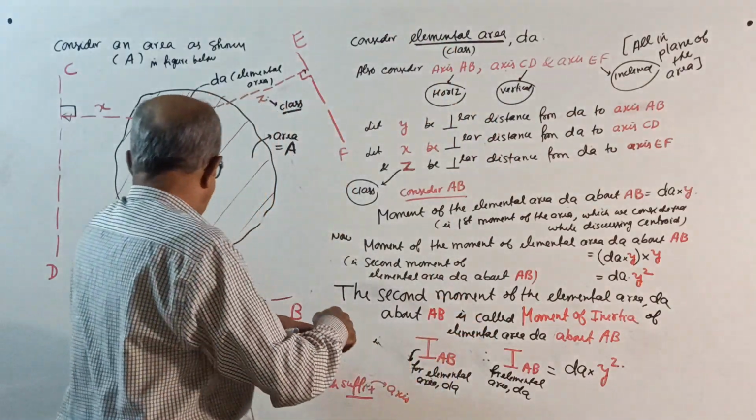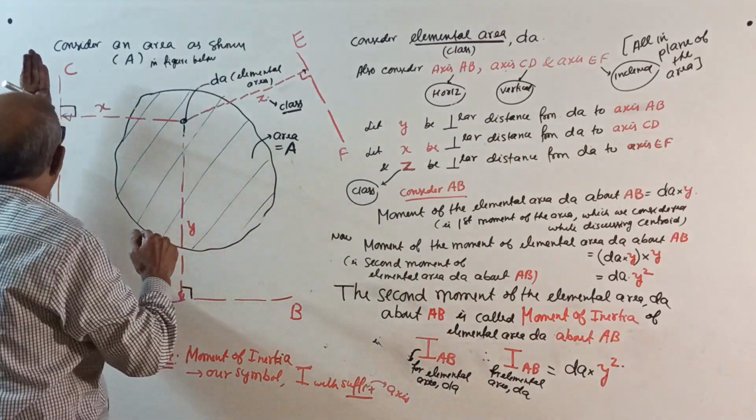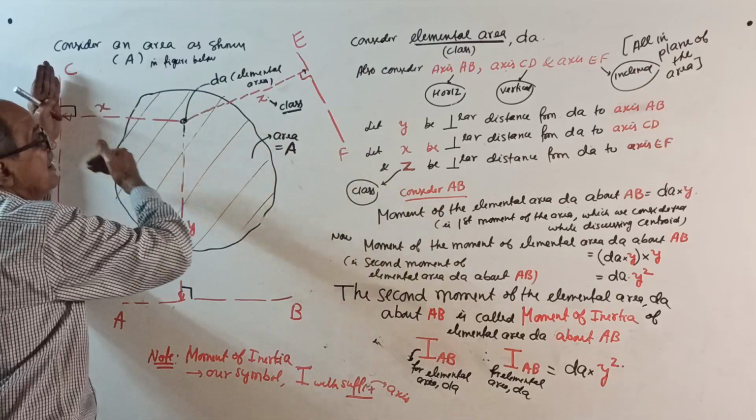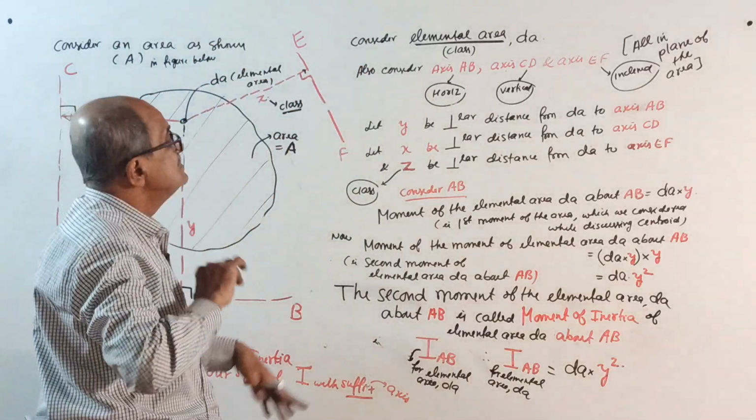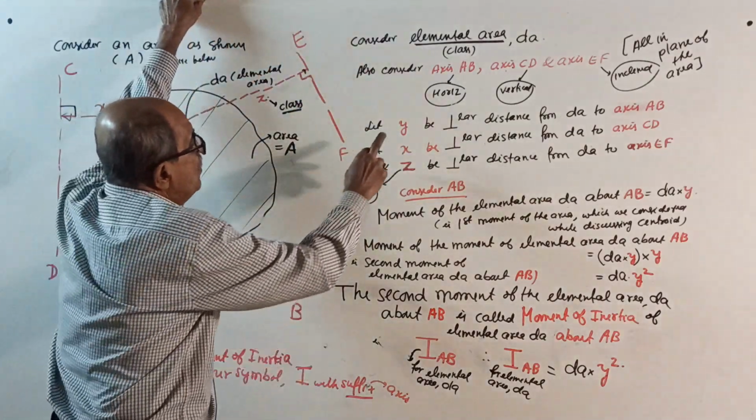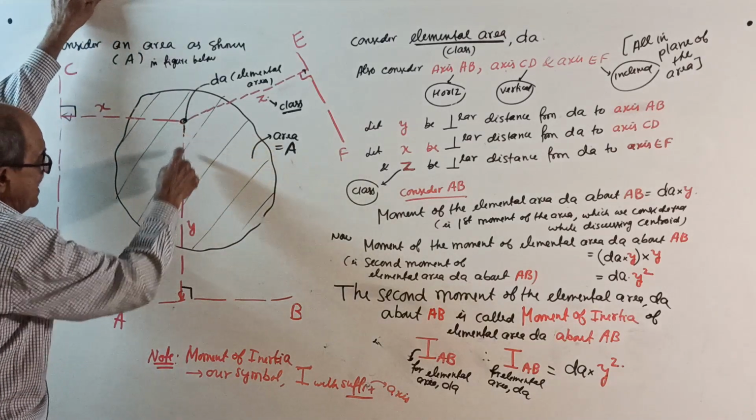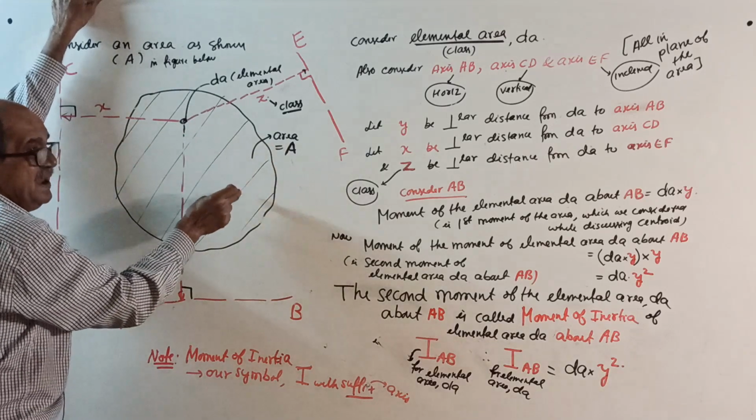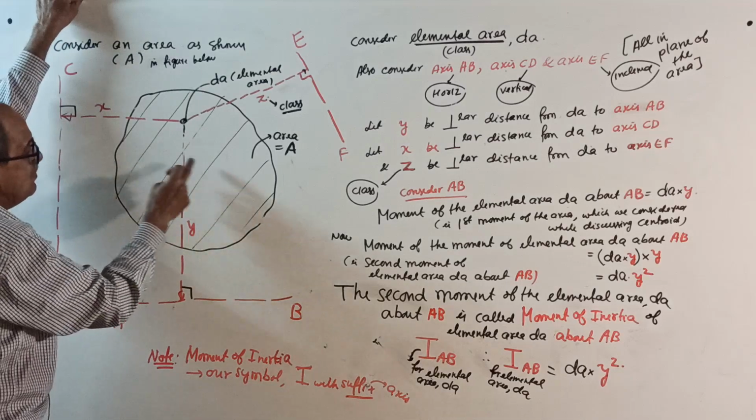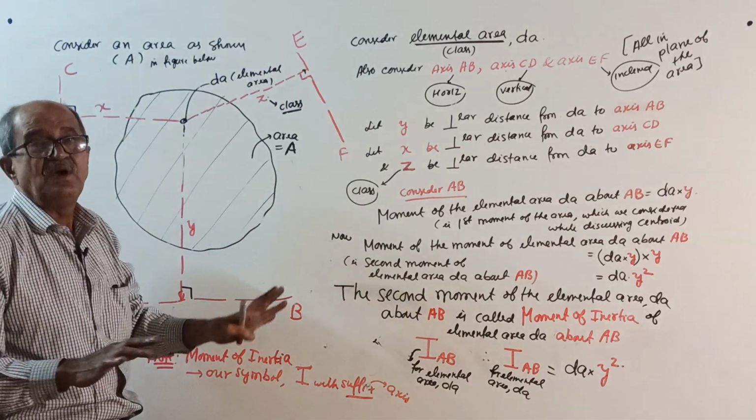See, for horizontal axis, distance is vertical. For vertical axis, distance is horizontal. For inclined axis, distance is perpendicular. You know it. Now, this AB is the horizontal axis. Let Y be a variable. There are so many elemental areas, one more area here, one more area here. That is all for the next class, that is the concept class.